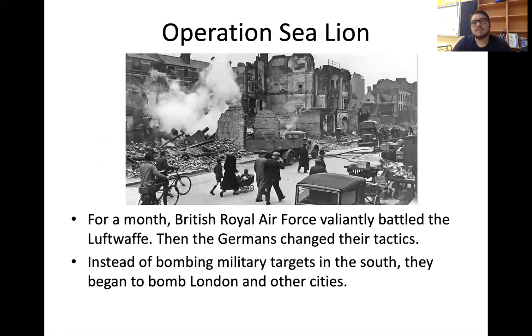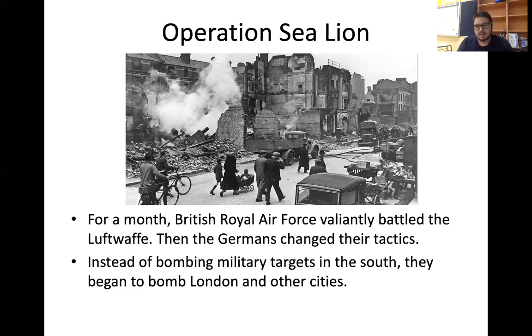There it is. So instead of bombing strategic areas of military targets, Hitler's going to say, hey, you know what? We need to demoralize them the way we demoralized France. So we need to firebomb London. We need to firebomb major cities. And luckily enough for England, they were ready for it.